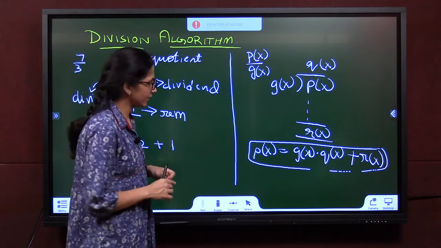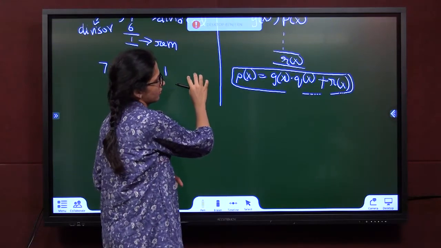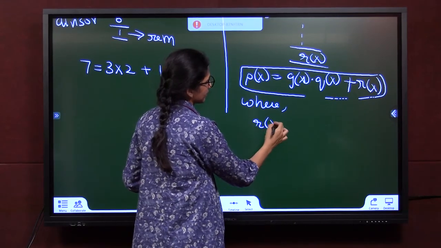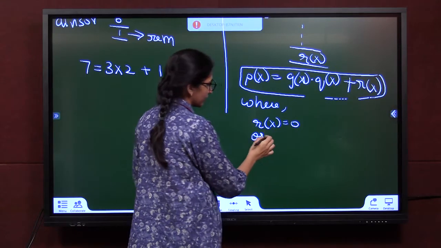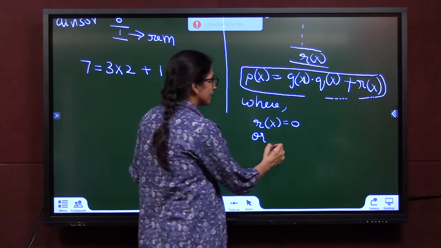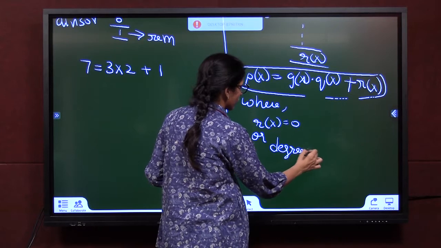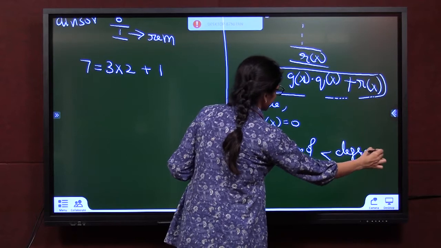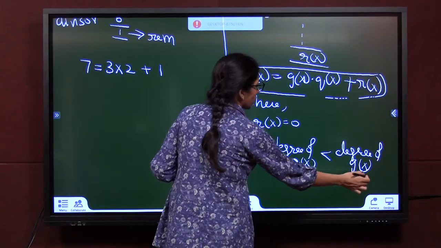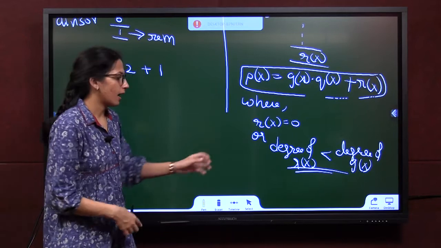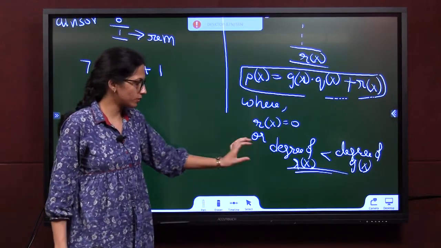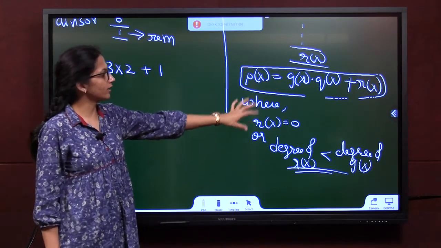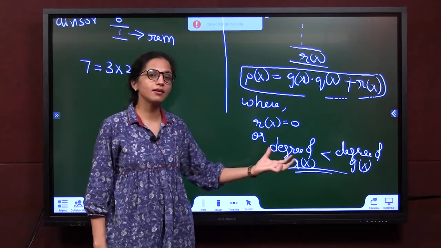Is that enough? Do we have any other condition there? Here, where r of x is 0, or let's say the remainder is not 0, there is some remainder, then it is compulsory that the degree of r of x is less than the degree of g of x. Why? What does this statement mean? I will explain the statement when I start doing the problems. When we take the first 2-3 problems, you will understand why we are saying this. Okay, for now learn it like this. So this is the division algorithm where these are the conditions.